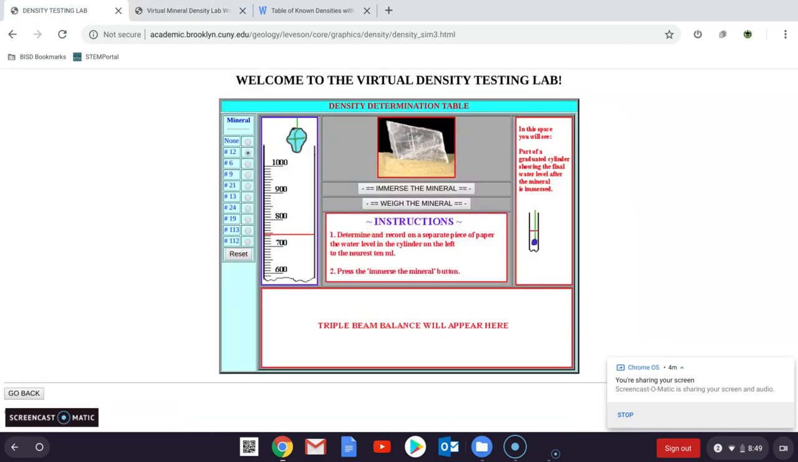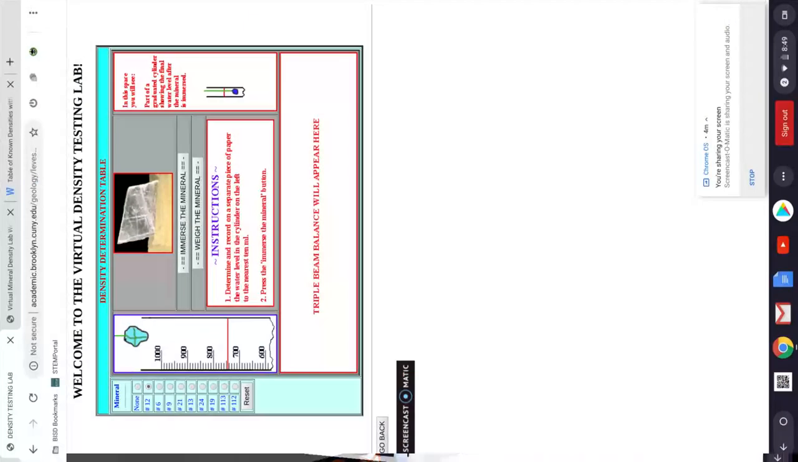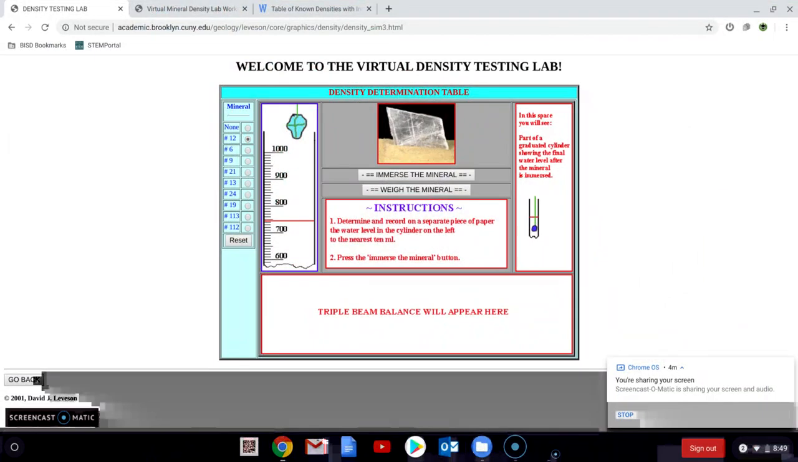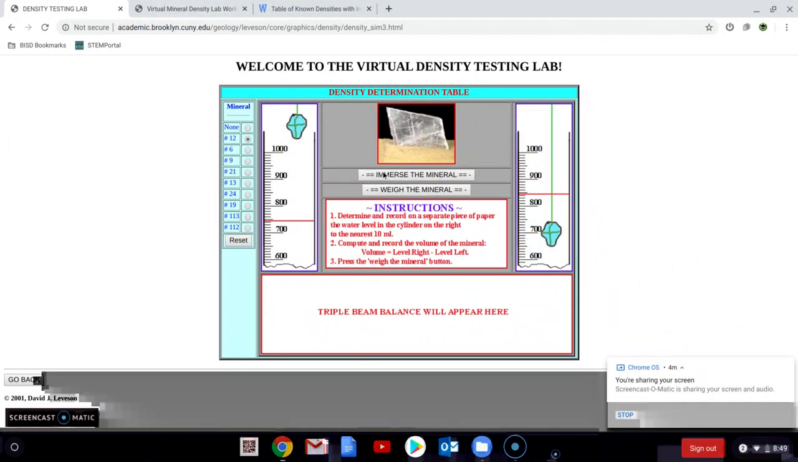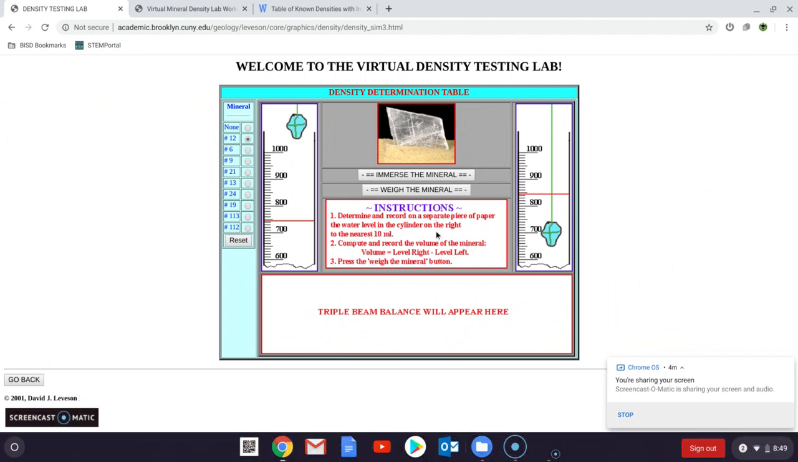Now let's go back and figure out the level when we immerse. So it says press the immerse the mineral button. Now it says determine and record the water level on the right. So you can tell already that once we've put the mineral in, the water level has risen. Now it's between 800 and 900, so that's going to be about 850. So it kind of looks like the same sort of place in the middle. So we're going to say 845 milliliters. That's going to be level on the right-hand side, which is here.